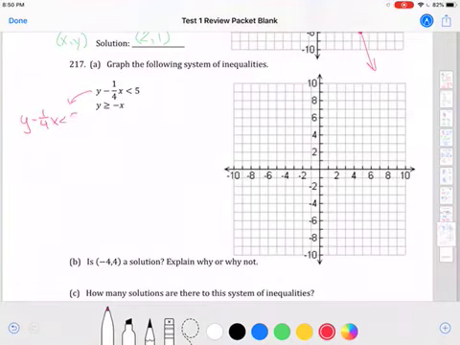So y minus 1/4 x is less than 5 is my first one. I can't graph it until I'm in y equals mx plus b form, so I have to move that minus 1/4 x to the other side by adding 1/4 x to both sides. So I bring down the y, I bring down the less than. 5 and 1/4 x do not combine because they are not like terms, so I just bring it down as is.